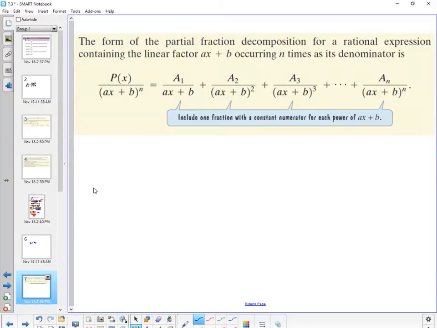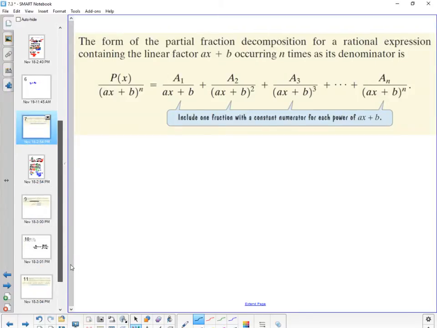Here's the next one. These are still linear, even though they're squared and cubed. We were able to express them as linear, so the numerators would be constants as well. It doesn't matter if it repeats, it's still a linear factor, so you're going to have constants in the numerator.